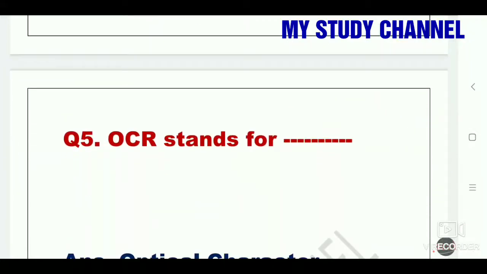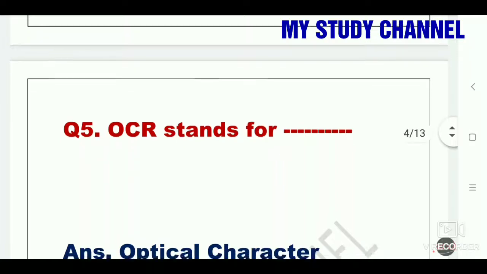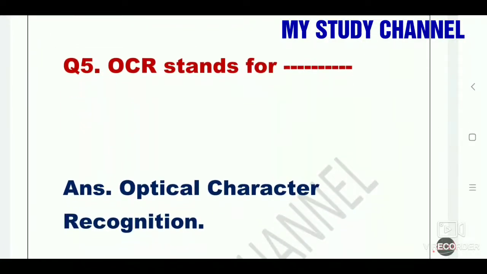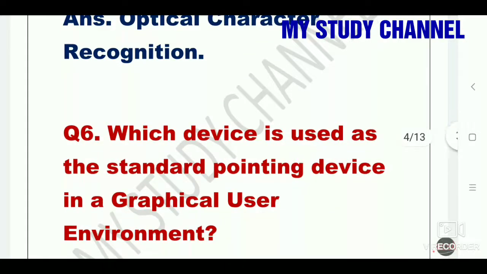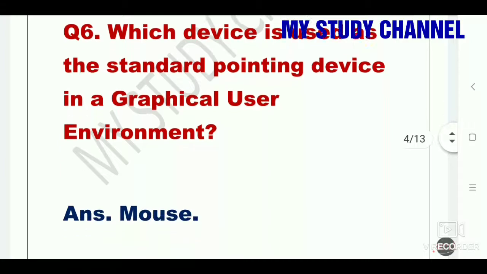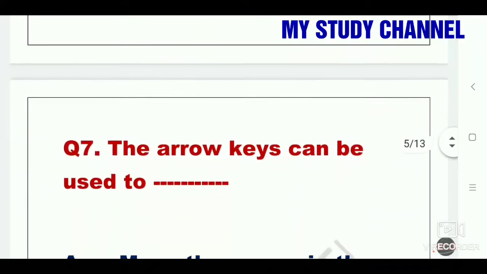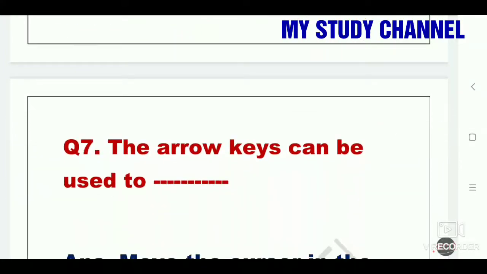OCR stands for. Here he has asked about OCR's full form. So the answer is optical character recognition. OCR stands for optical character recognition. Question number 6 is which device is used as the standard pointing device in a graphical user environment? I repeat the question. Answer is mouse. Question number 7 is the arrow key can be used to dash.